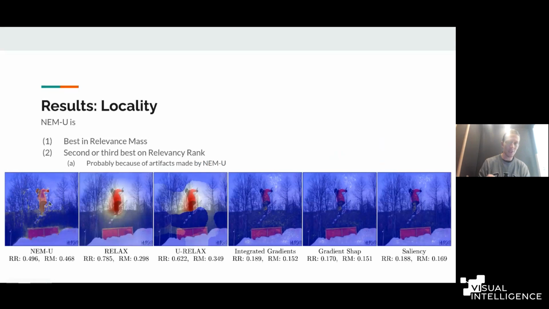The interesting question, of course, is whether these artifacts are important to the model, or whether they are there because our network is not fully trained. You can see most of our relevancy mass is directly on the object, and then a small bit is in the artifacts, whereas relax is a little bit more blurred out, which probably explains why it's a little lower in relevancy mass, but it's still better in relevancy rank. And once again, as I said before, with the label-free explainability systems, all three explanations are, at least in our experiments, quite subpar.